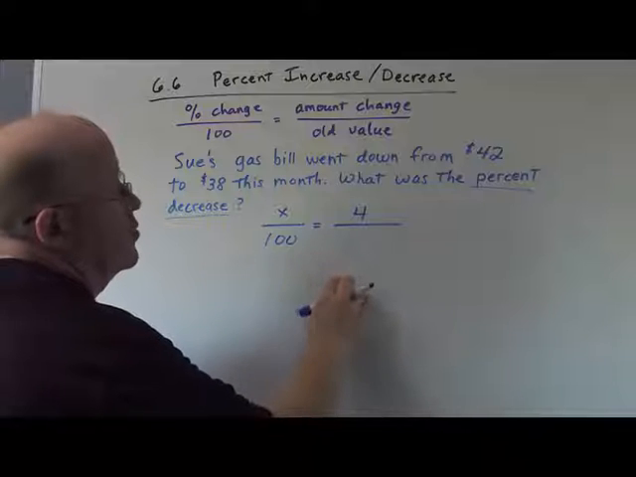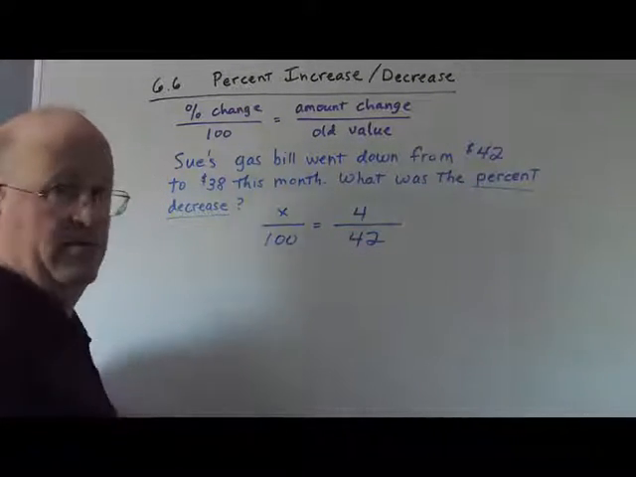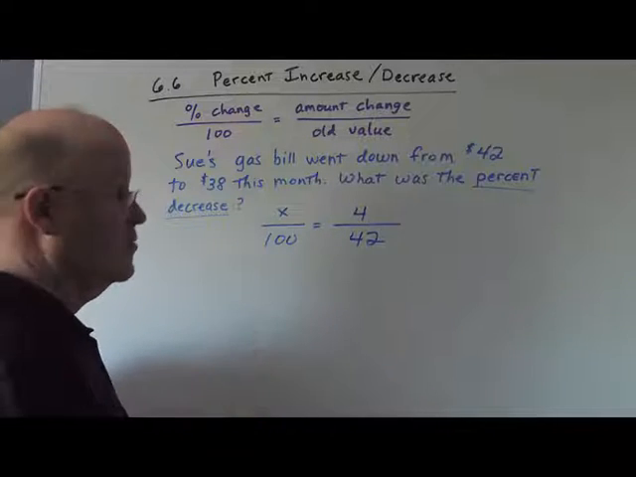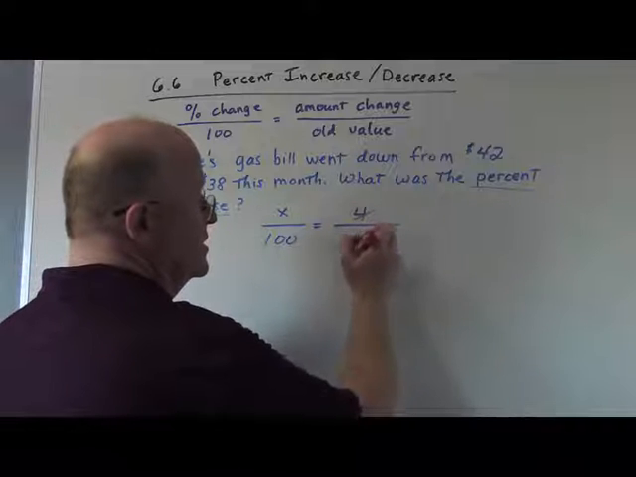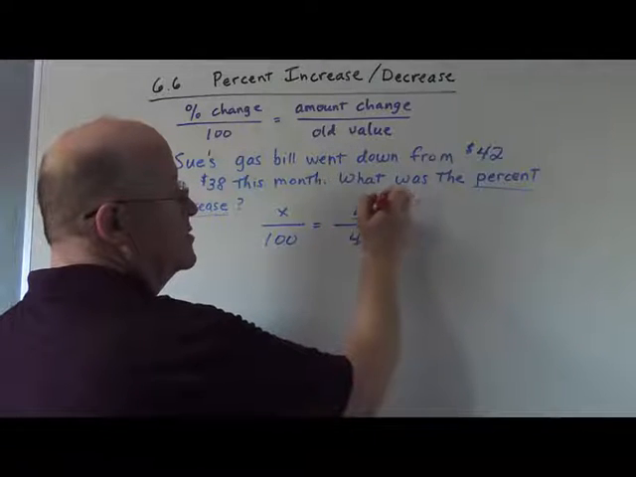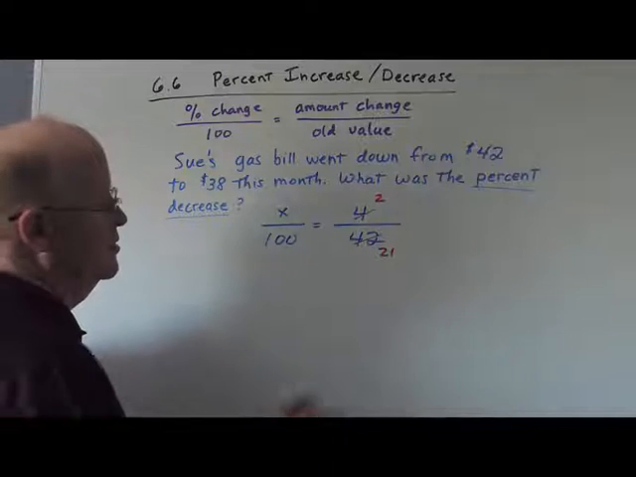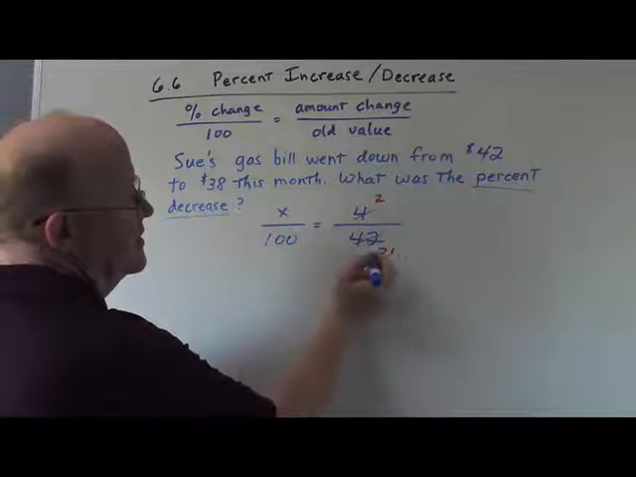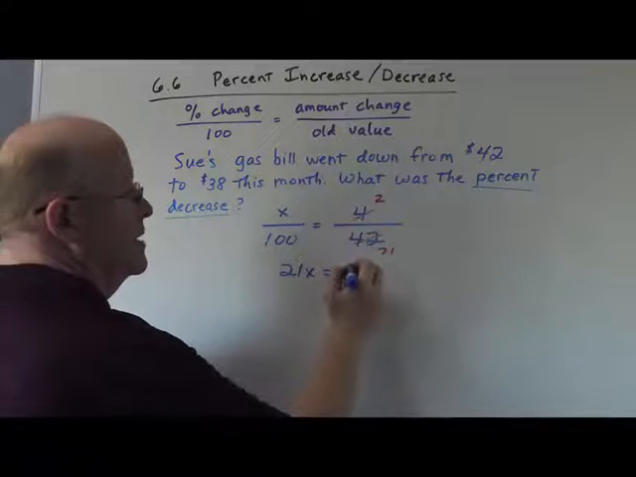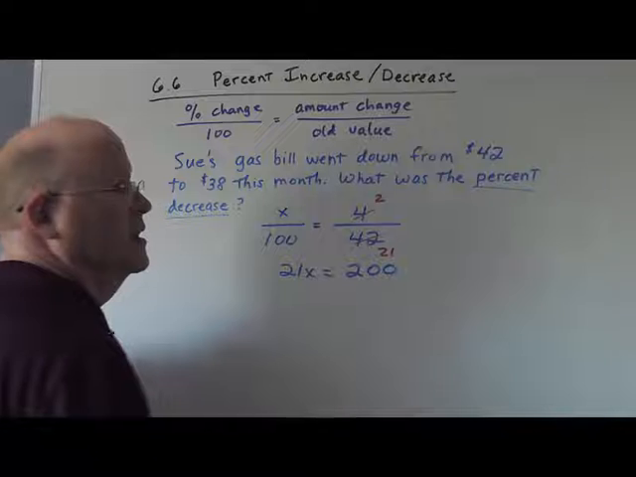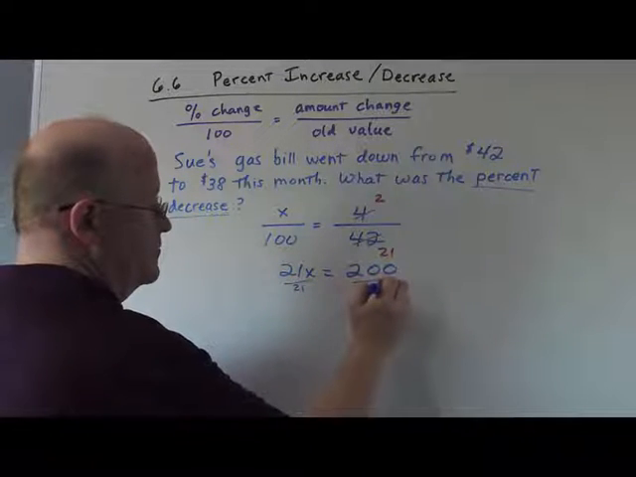Now, what was the old value? $42. So now we have our proportion. We could work with it right here, but I'm going to choose to simplify. Both of the numbers on the right are even, and we can divide by 2 over 2 to get 2 over 21. Now I will cross multiply. The diagonal containing the x is 21x, and the other diagonal when multiplied gives us 200. Let's now divide each side by 21.